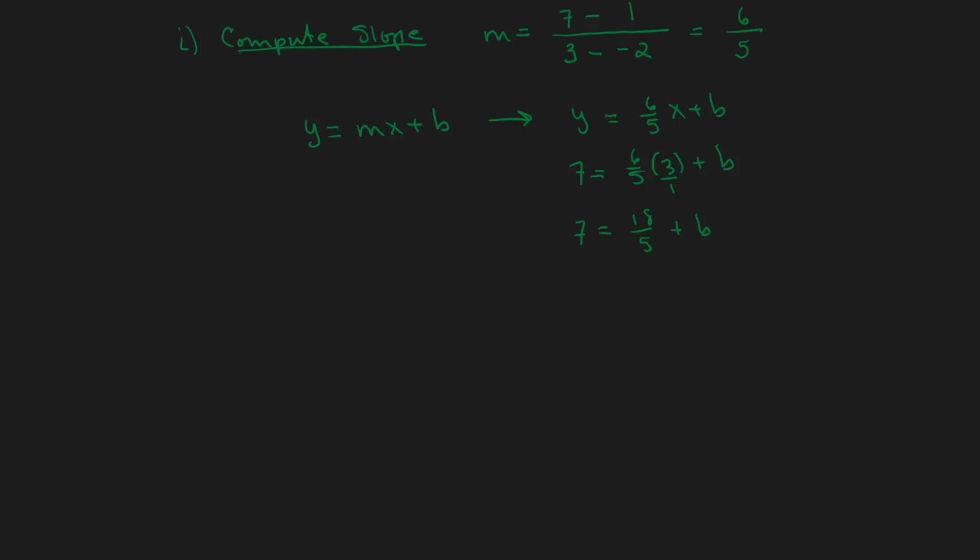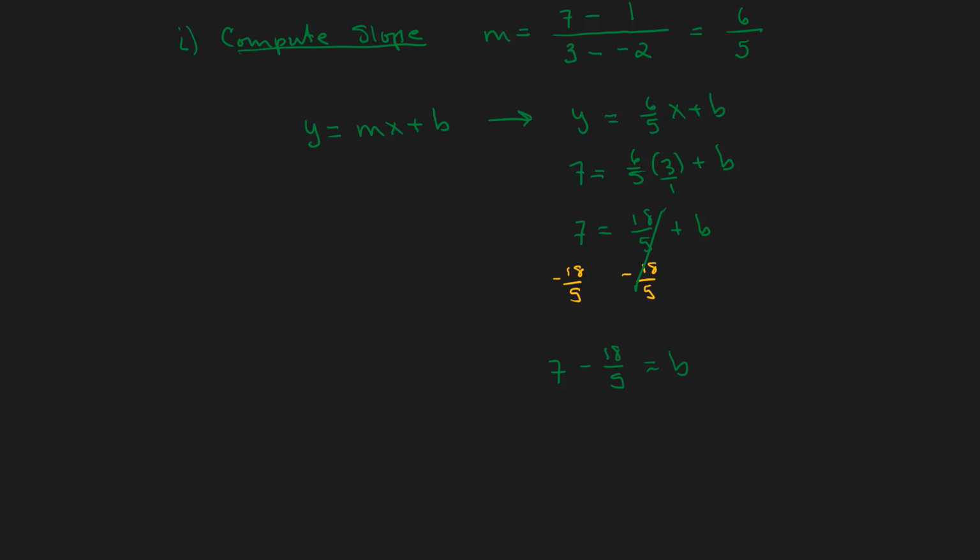What we're going to do now is solve for b. To solve for b, I'm going to subtract the 18 over 5, which means on the left-hand side I'll also subtract 18 over 5. And this can then be written as the equation 7 minus 18 over 5 equals b. Remember, these two subtracted out.